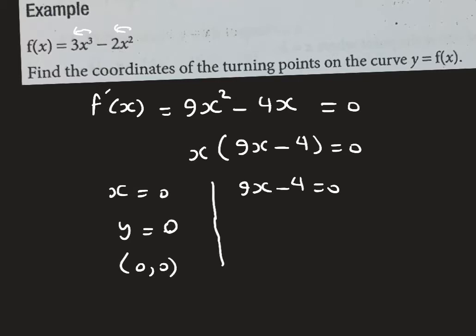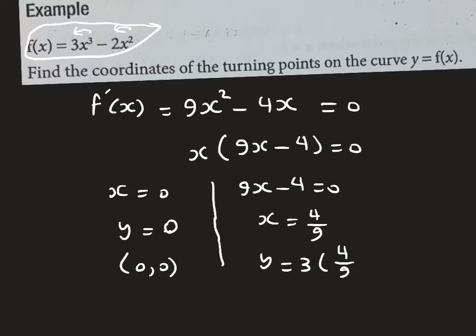For the second one, 9x minus 4 equals 0. This means x equals 4 over 9. Now how to find the y coordinate? Substitute into the original function. So y equals 3 times (4/9)^3 minus 2 times (4/9)^2. Then find the value. So the second point is 4 over 9 and your value from the calculator.